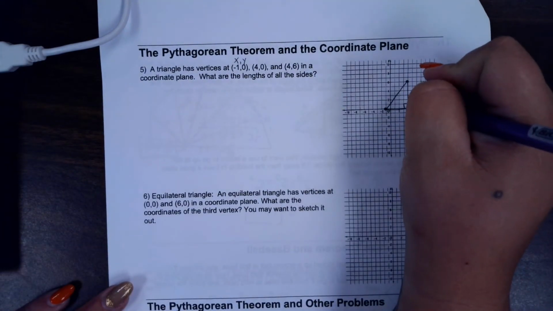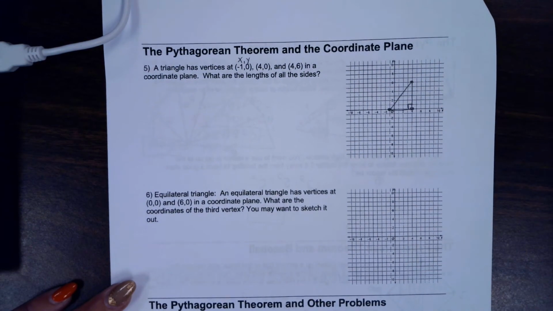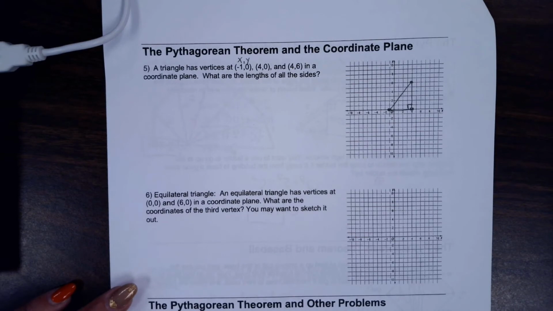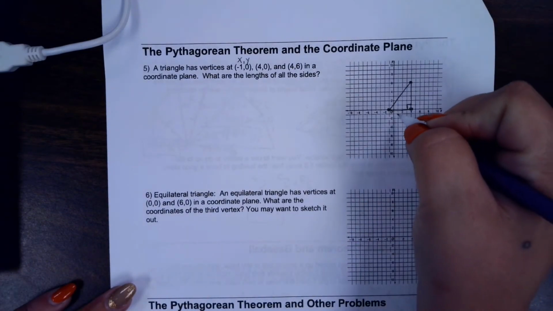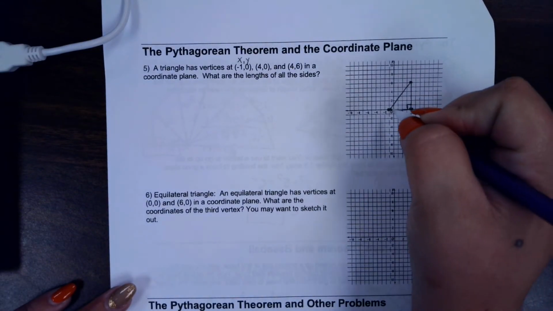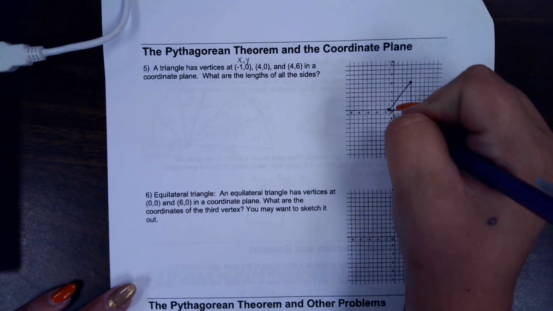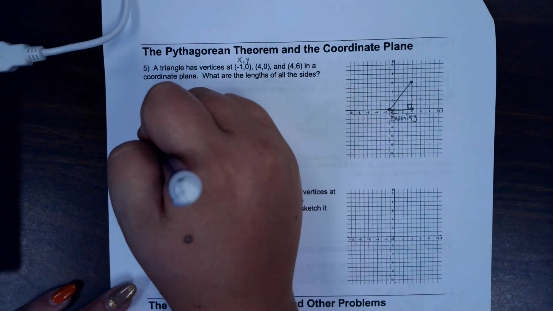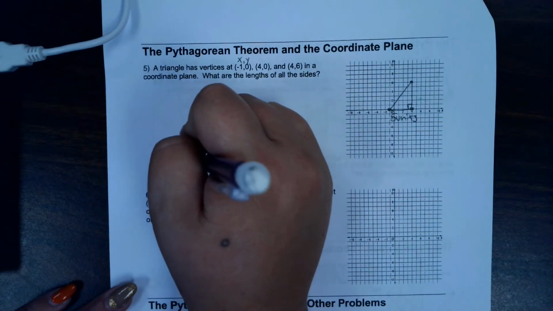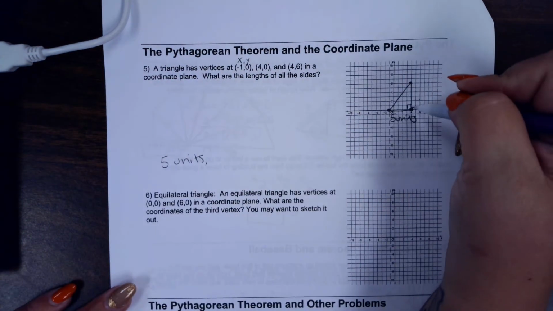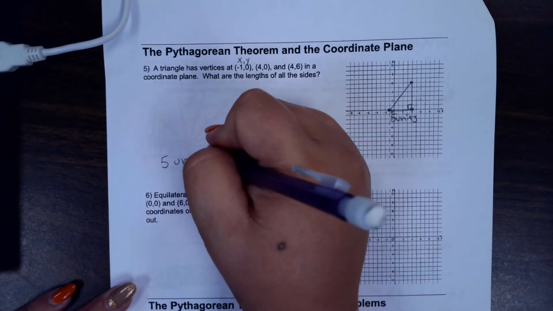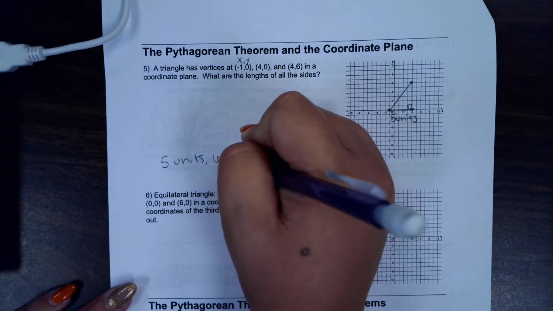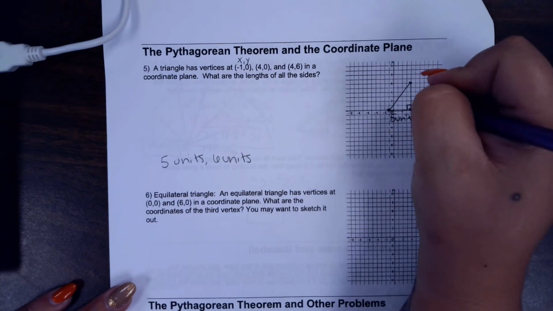And notice that we created a right angle there. And what are the lengths of all the sides? We can just count for the vertical and horizontal sides. From negative 1 to 4, it would be 5 units. So 5 units is one of our sides. For the vertical side, we would just count again, and we would get 6 units.